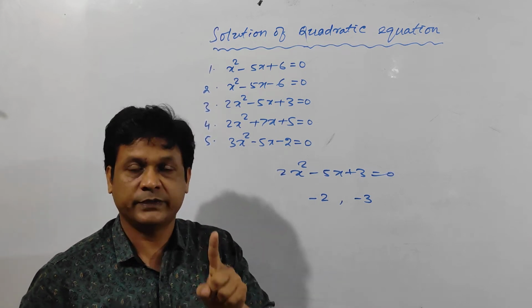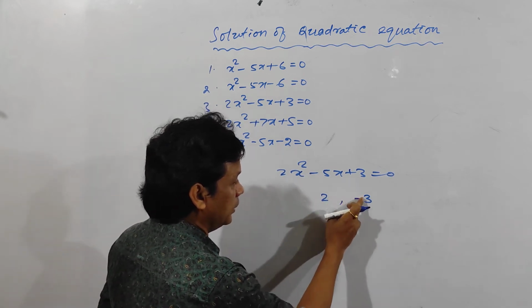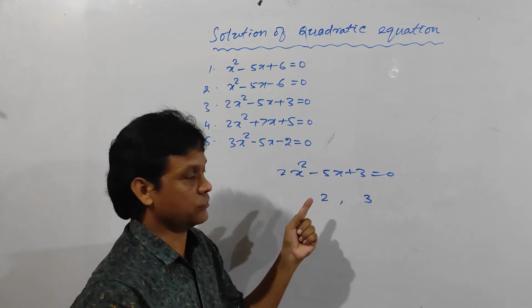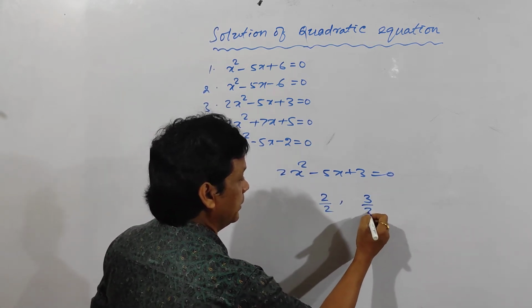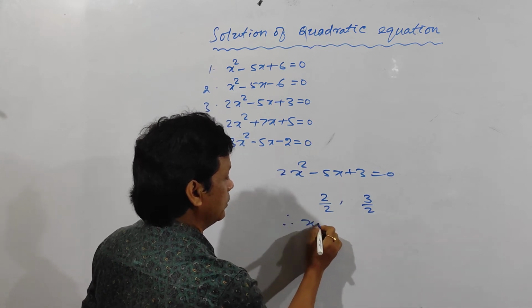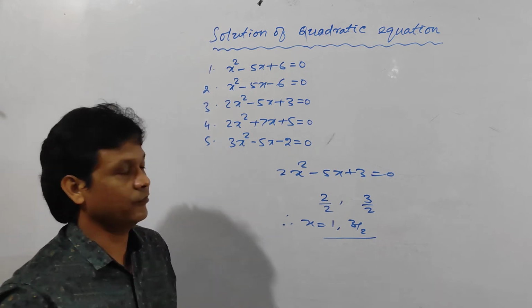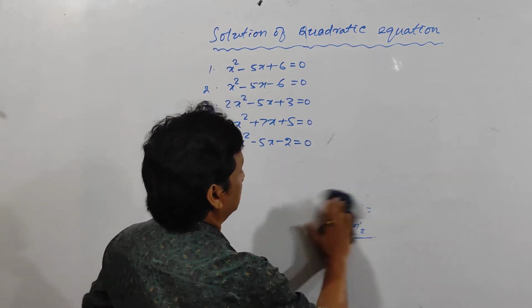And I have told you, first of all you should change the sign. That means it will be plus 2 and plus 3. Then second step is you should divide the coefficient of x square, and the coefficient of x square is 2. So 2 by 2 and this is 3 by 2. So therefore x is equal to 1 comma 3 by 2. So these are the two answers. Clear? Then next question.